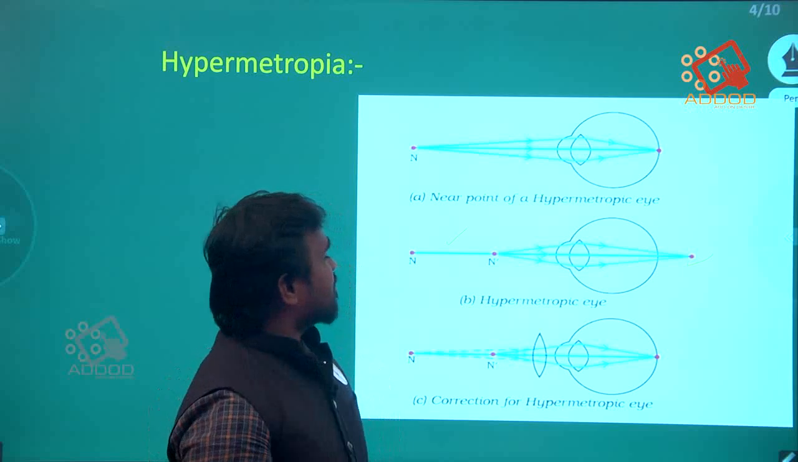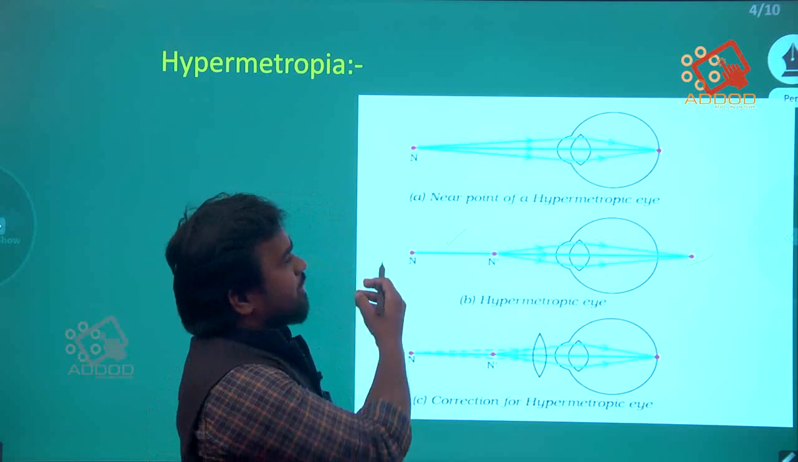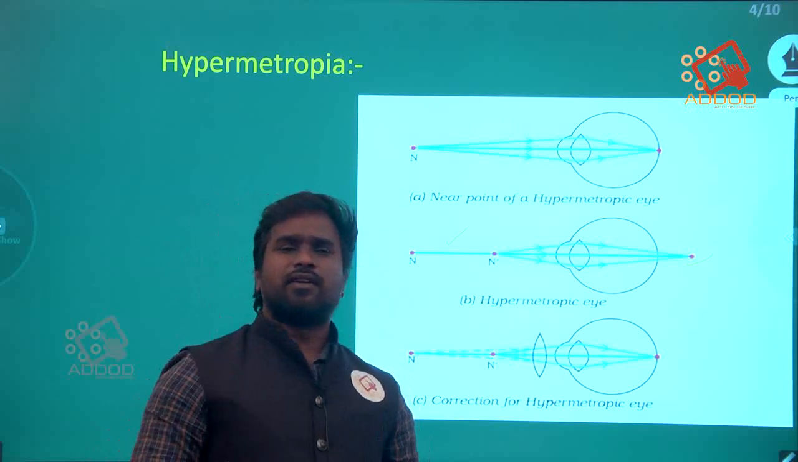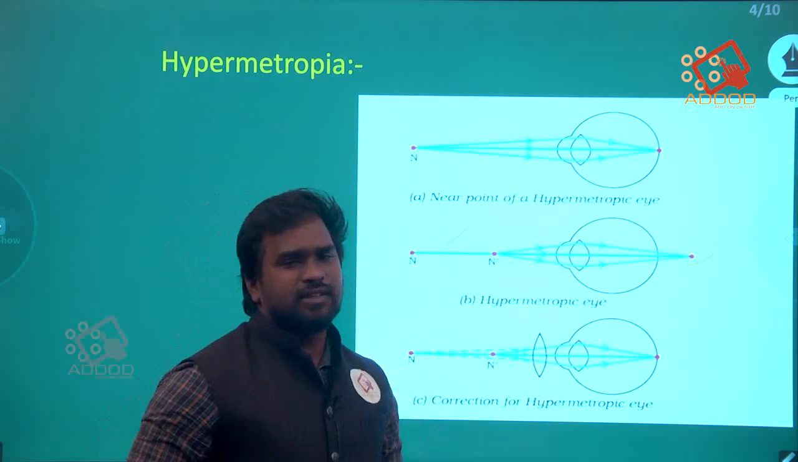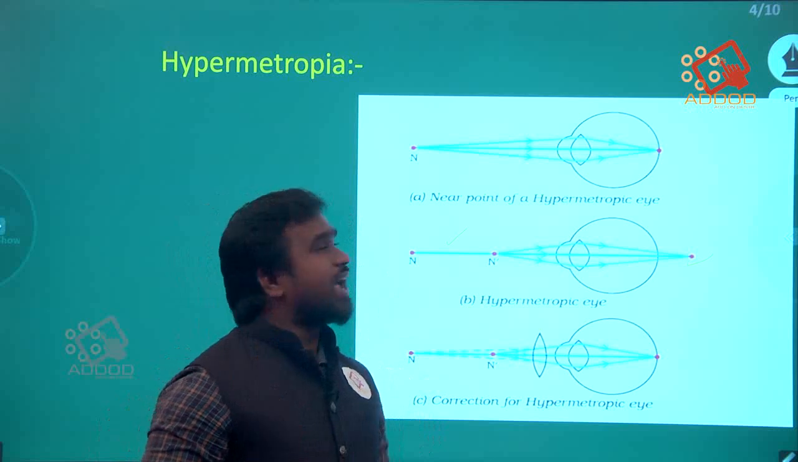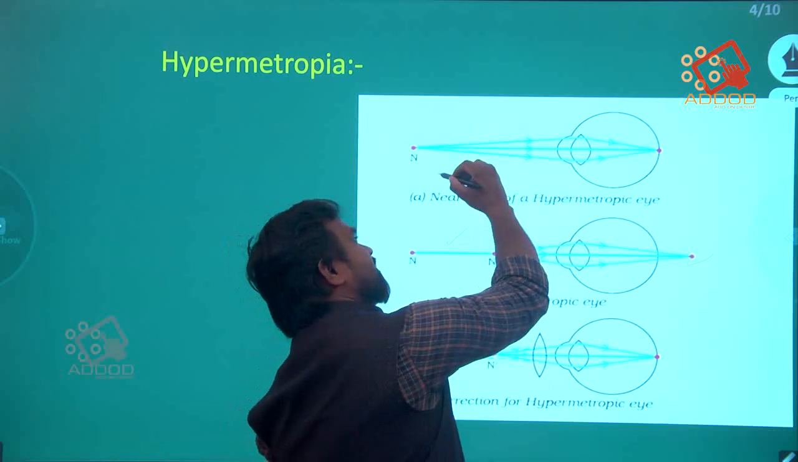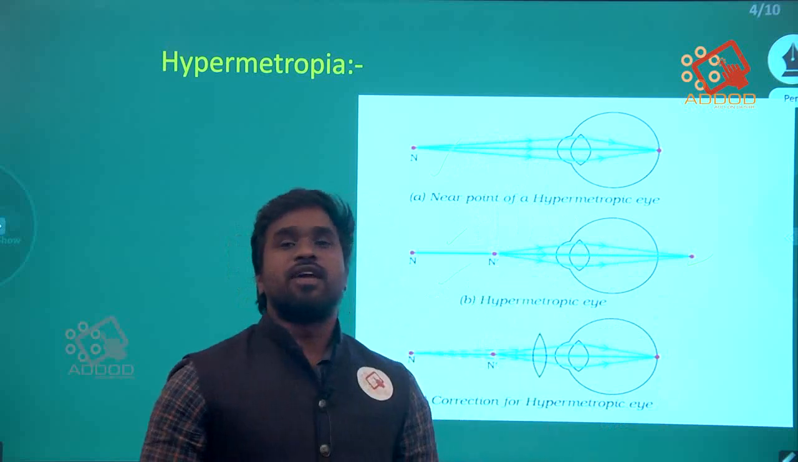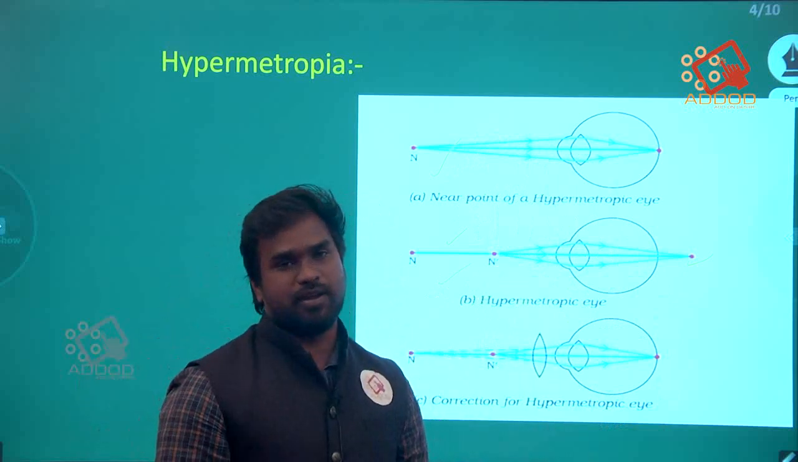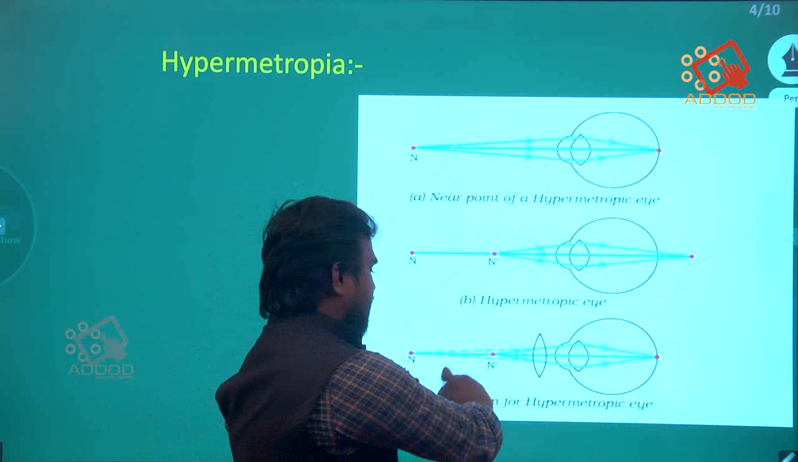Next, see the first diagram. If the person is not affected by hypermetropia, the eye lens forms the image exactly on the retina, the healthy person. The first diagram explains about a healthy person. The second diagram explains about a person affected by hypermetropia.